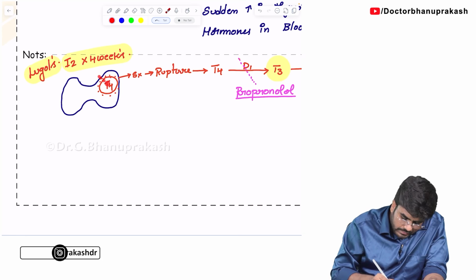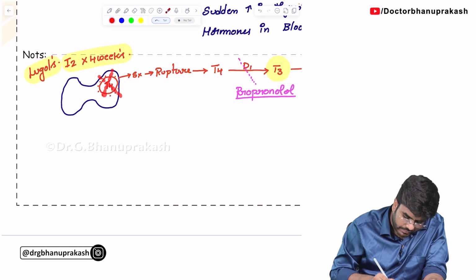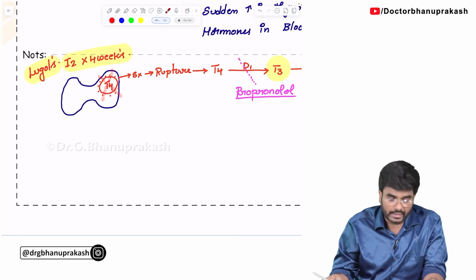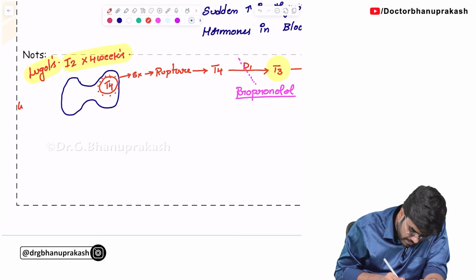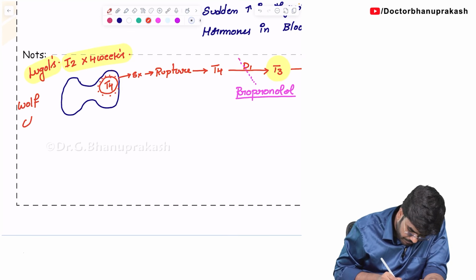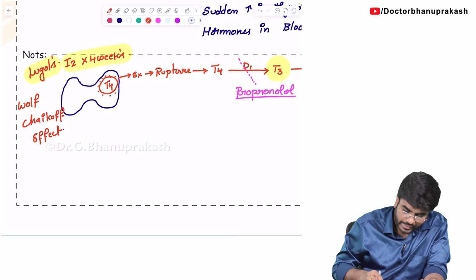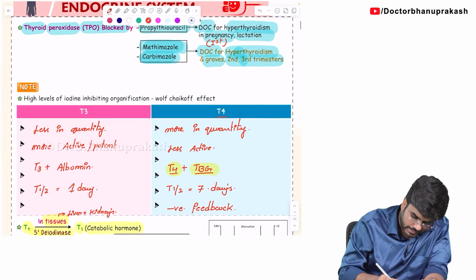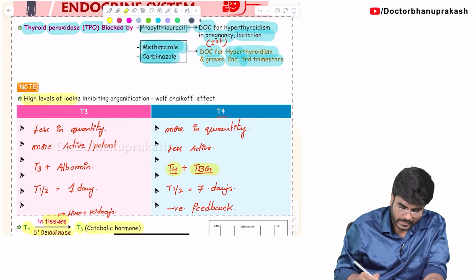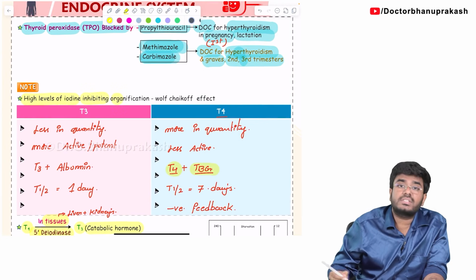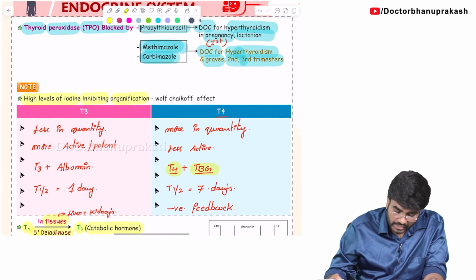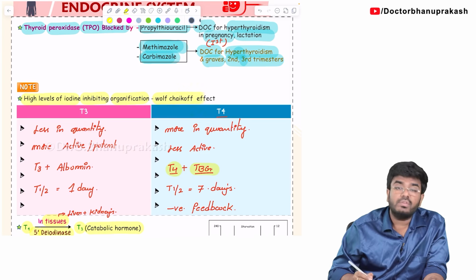It will stop the thyroid hormone production. So it will stop the new thyroid hormone production. That is called the Wolff-Chaikoff effect. Okay, I have already explained it in the previous videos. Giving high levels of iodine inhibits the thyroid peroxidase enzyme, inhibits the organification process. So this is called the Wolff-Chaikoff effect.